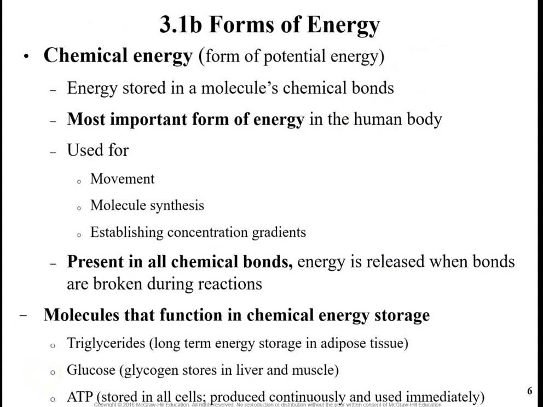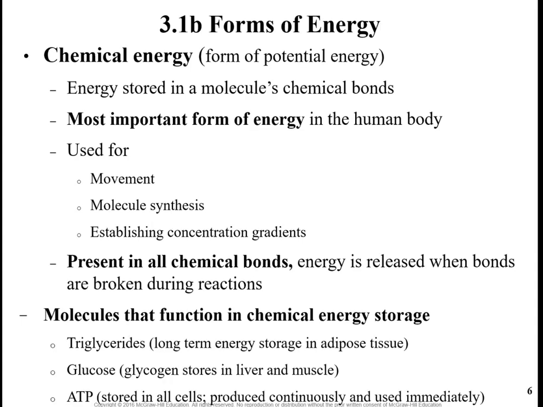So let's talk just a little bit about chemical energy. This is the most important form of energy in the human body. And what it is, it's a form of potential energy. So chemical energy is the energy stored in a molecule's chemical bonds. It's used for movement, molecule synthesis, and like we saw earlier, establishing concentration gradients. It's present in all chemical bonds. Energy is released when bonds are broken during reactions.